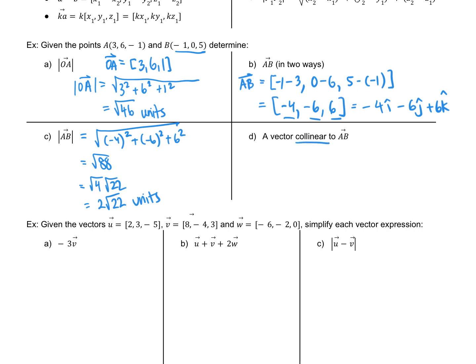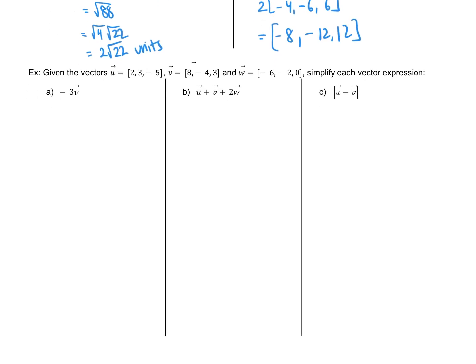And back to collinear. Find a vector that is collinear to AB. So we just need to be parallel to vector AB. And the definition of collinear is that you can write one vector as a scalar multiple of the other. So I can pick any k value and multiply AB by it. For example, maybe I'll just multiply my vector by 2. So here is a collinear vector.